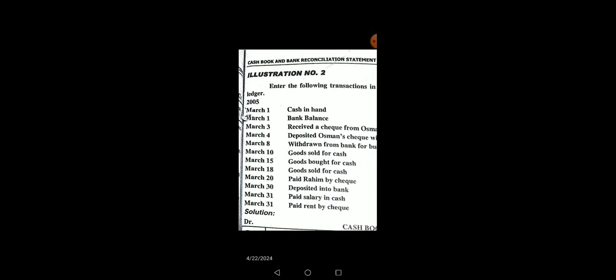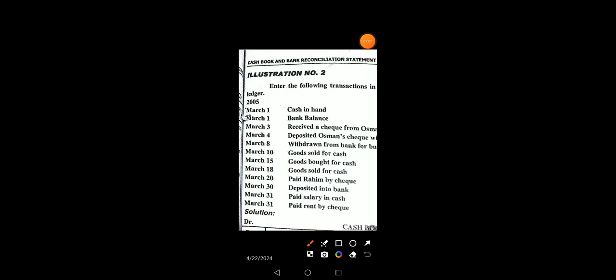In short, if cash is debit, write it on the debit side of the cash book. Debit, do debit. Just keep the rule in your mind: if cash is debit, post it on the debit side of the cash book. If cash is credit, post it on the credit side of the cash book. Hopefully you now have an idea what we are going to do. So we are going to start our illustration.